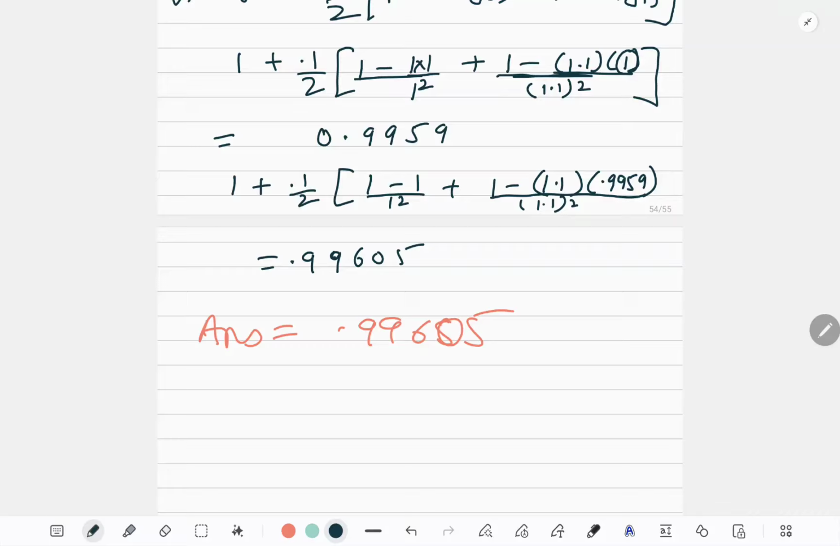I hope all of you understood how to do Euler's modified method. In my next video, I will do the RK method, that is Runge-Kutta method of order 4.